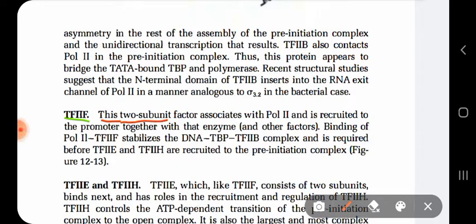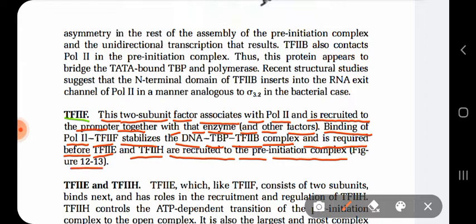It is a 2 subunit factor which associates with the polymerase 2. Well, TF2F is attached ready-made with the RNA polymerase 2, and it is recruited to the promoter together with that enzyme and other factors. Binding of polymerase to TF2F stabilizes the DNA TBP TF2B complex and is required before TF2E and TF2H are recruited to the pre-initiation complex.